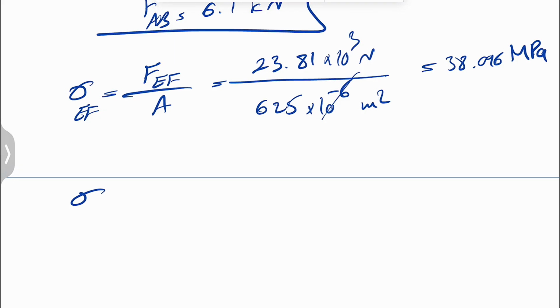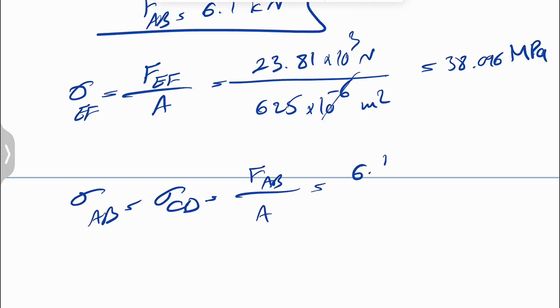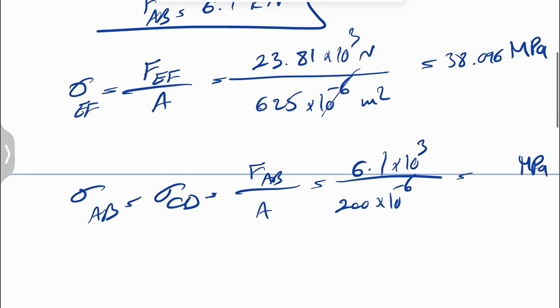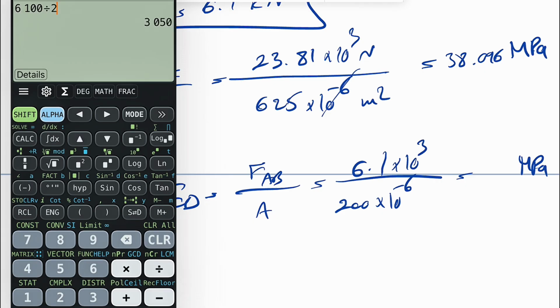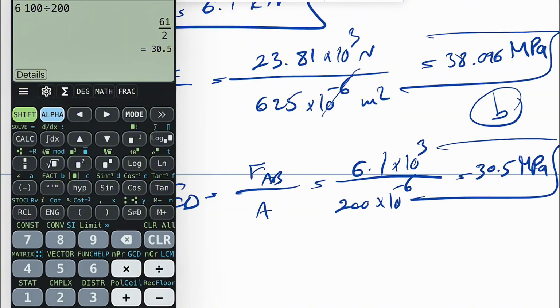And for the stress in AB or the stress in the CD, again, same force, same area, so it will be the same: FAB divided by the area. So the force was 6.1, divided by the area, which was 200 millimeters squared, and that needs 10 to the minus 6. Let's see what we get for this one. 6100 divided by 200, that's going to be 30.5 megapascals. These are the answers for the B part.